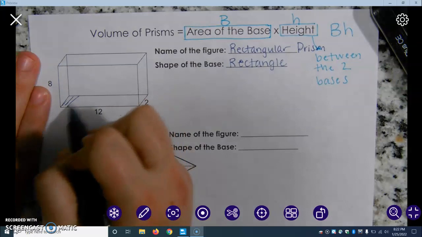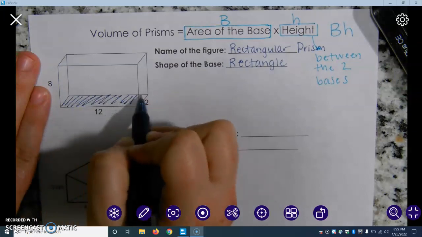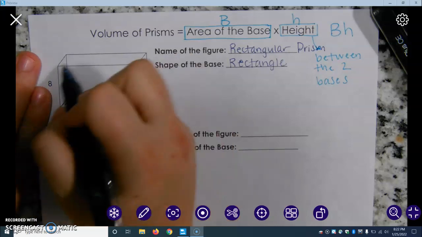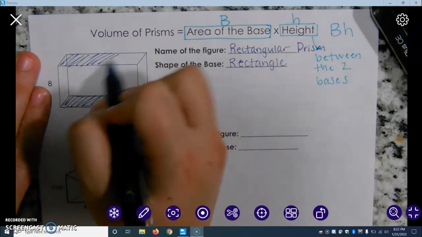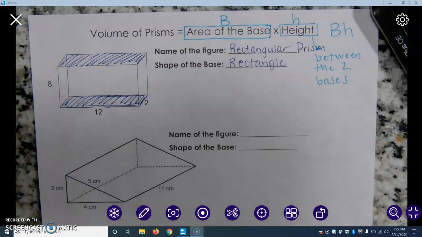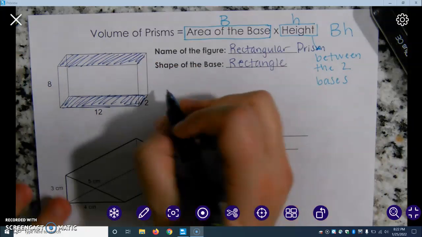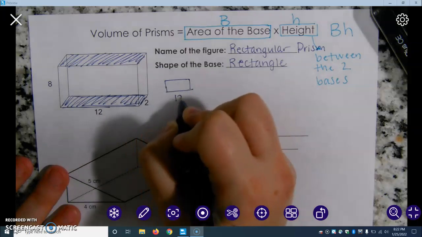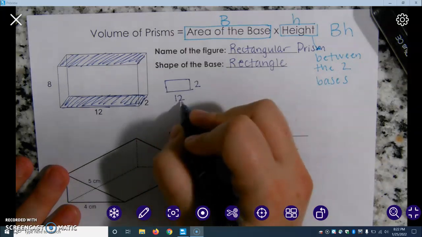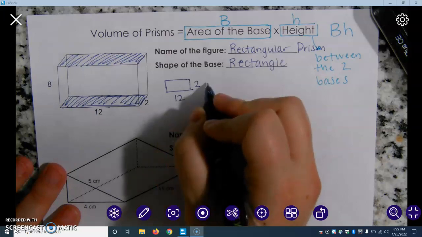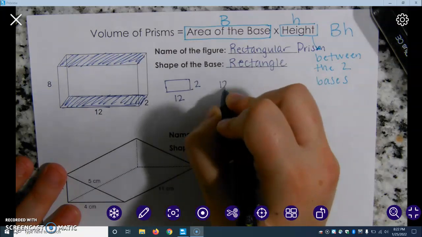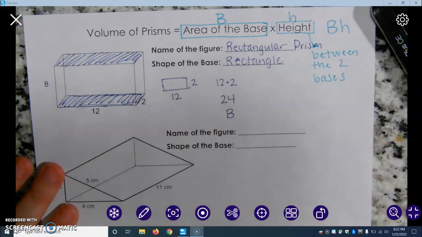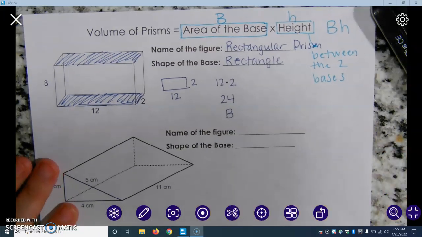So I'm going to choose this base down here because these are all rectangles, so for this it doesn't matter which rectangles we choose because there's always going to be one that is parallel to it. So I can use those as my bases. So I'm going to find the shape of my base, which is that rectangle that I colored in. So to find the area of a rectangle, we do length times width. So 12 times 2 is 24. That's the capital B. That's the area of my base.